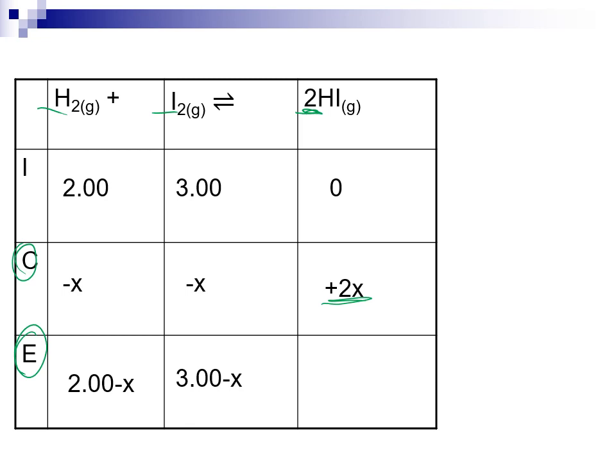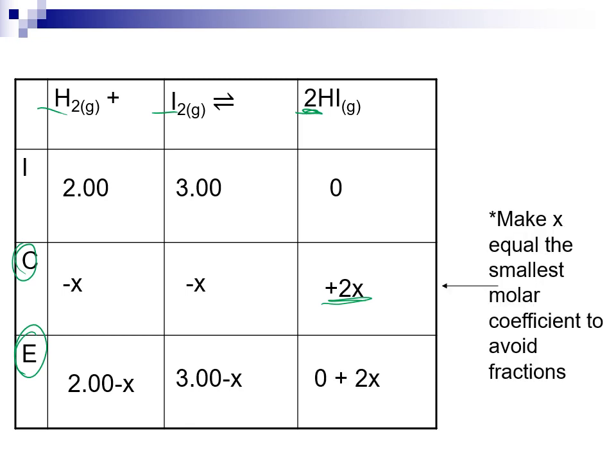So 2.00 minus x, and we have 3.00 minus x, and then our concentration of product will be whatever x is times 2. And again, I would get the smallest molar coefficient, so in this case the ones here, set them equal to x, and that makes this 2x, because if I decided to, I could say this guy's going to go down by x, and therefore these guys are up by x, and therefore these guys are going to go down by half of x if I wanted to, but nobody likes fractions that much.